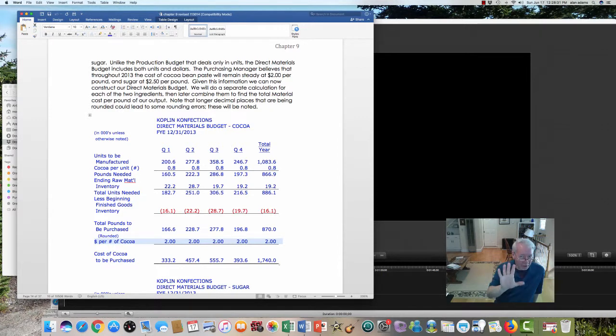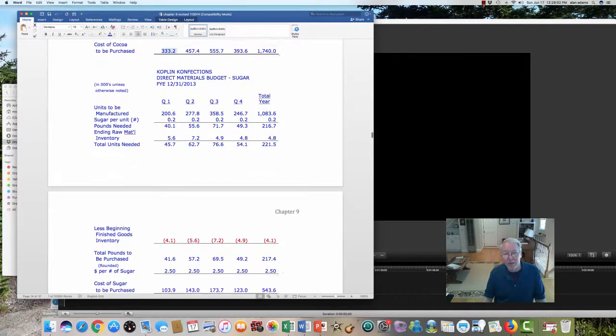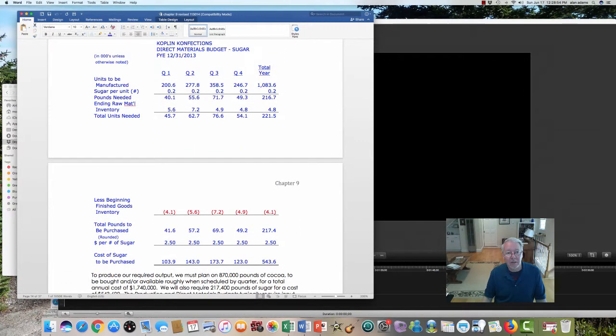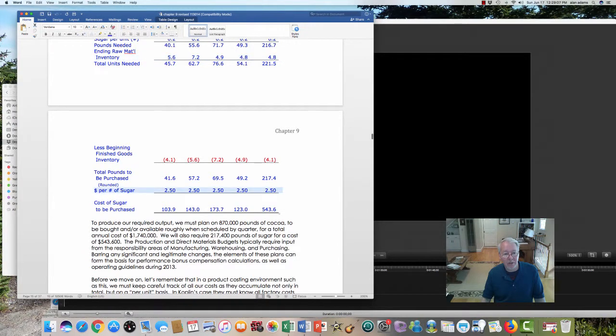Sound familiar? We dealt with this in manufacturing accounting, ACCT 200. So we've given her a unit goal, pounds of cocoa, and a dollar goal. The cost, therefore, in the first quarter is $333,200. The direct materials budget for cocoa is done. I did exactly the same thing for sugar. Okay? The math is all the same. The sugar per pound of output is 0.2 pounds, so the weight's a little different, and the inventory is a little different, but the rationale, the dollarization, is all the same.